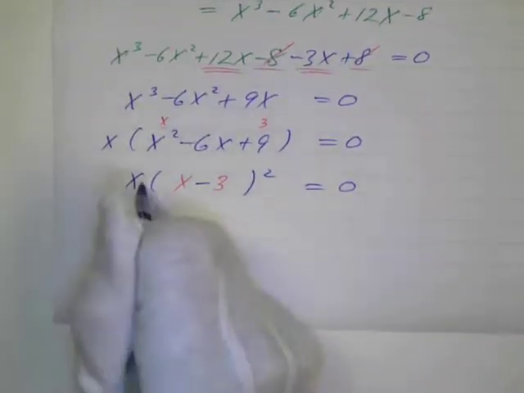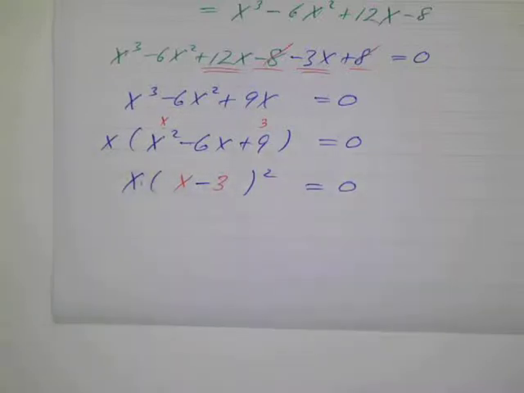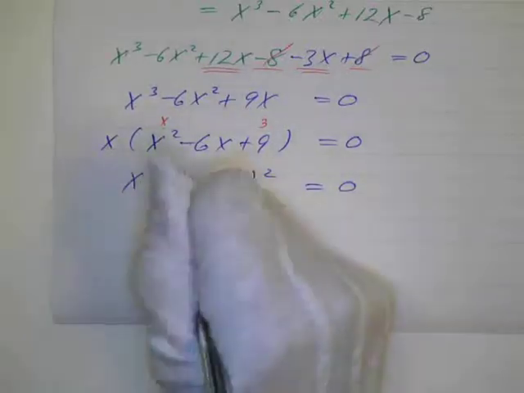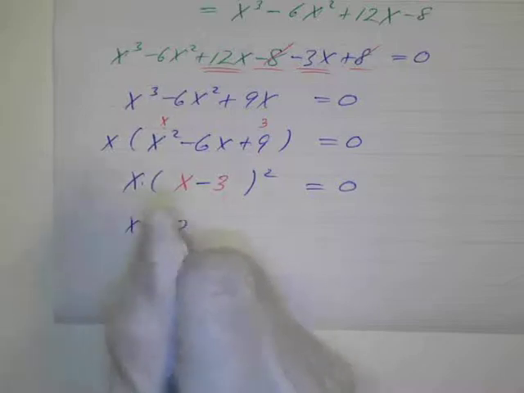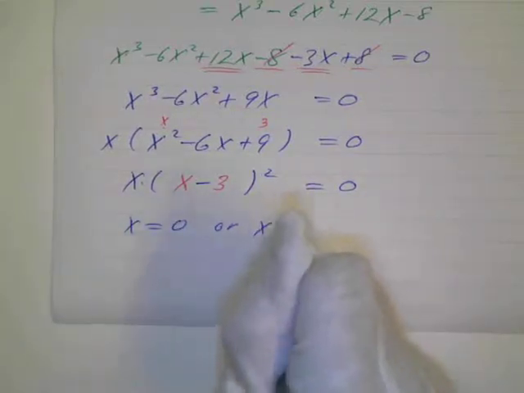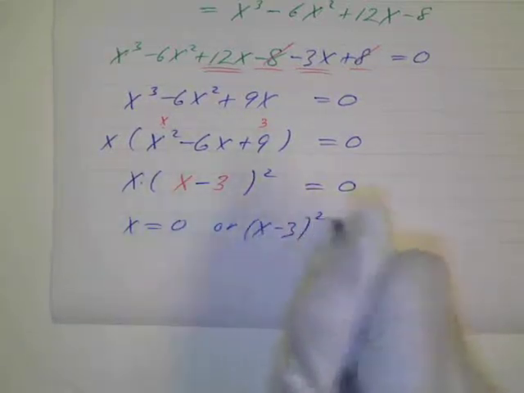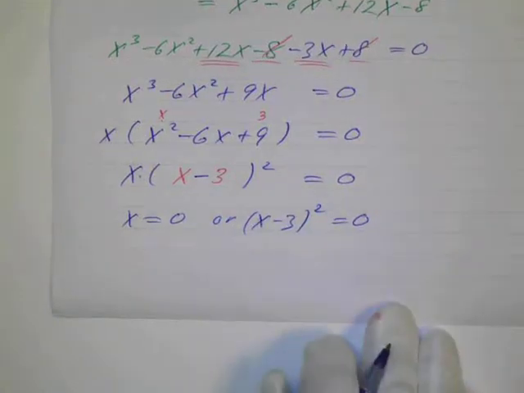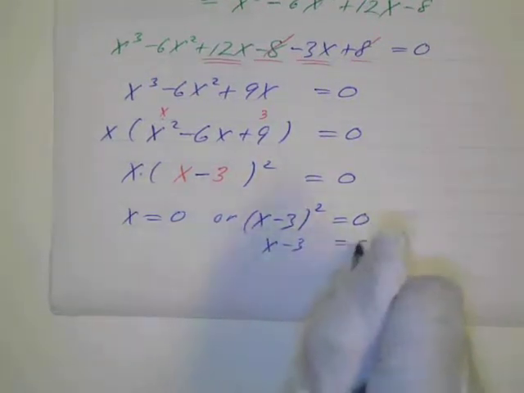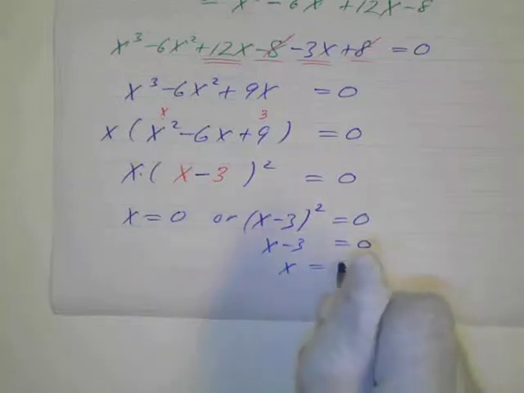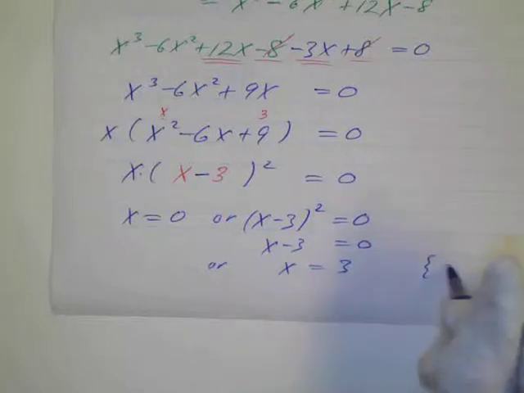And then we can break this up. Now we know that if x times x minus 3 squared equals 0, then either x is 0 or x minus 3 squared is 0. So I can say either x equals 0 or x minus 3 squared equals 0. Well, if something squared equals 0, that something must be 0, so we could just say that x minus 3 equals 0, or x equals 3. So there's your solution. So my solution set would be the set 0, 3.